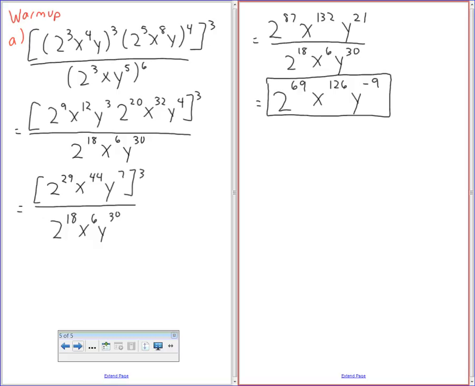Let's go on to the letter B. This one I tried to throw the most negatives I could in the question, because I got a question before class that said, how do you deal with negatives? So I said, no problem, put as many negatives as I can. 3 to the negative 5, x to the negative 2, y to the 6, all over 3 to the negative 8, x to the negative 4, y to the 10, all to the negative 3.